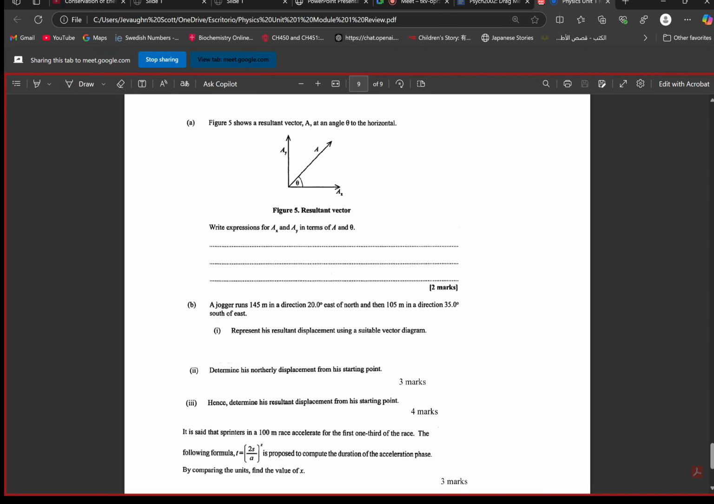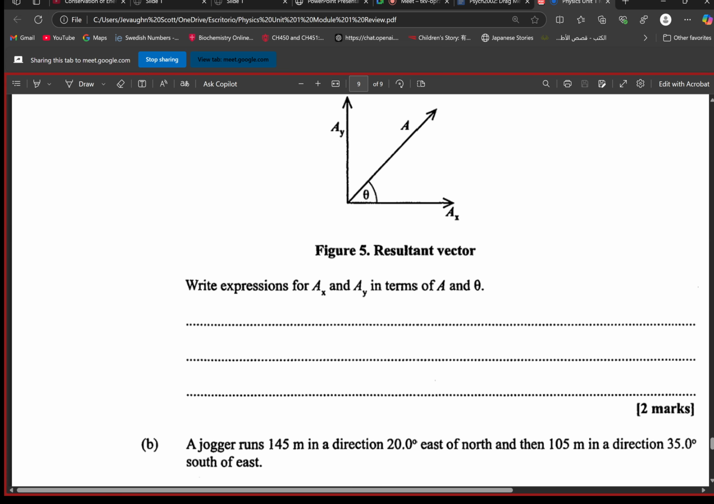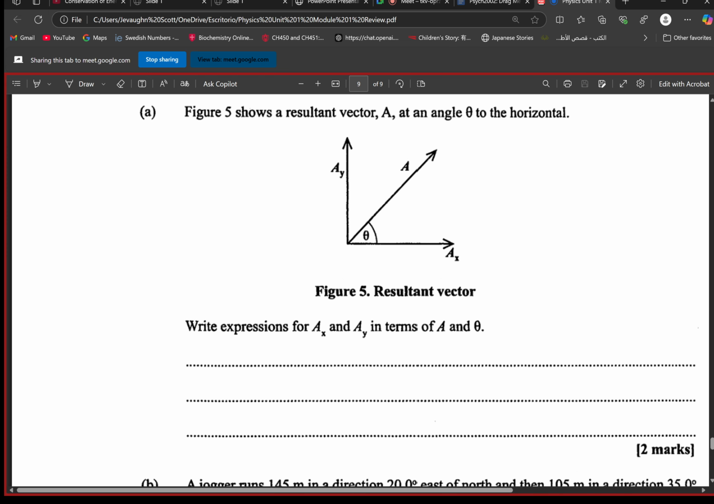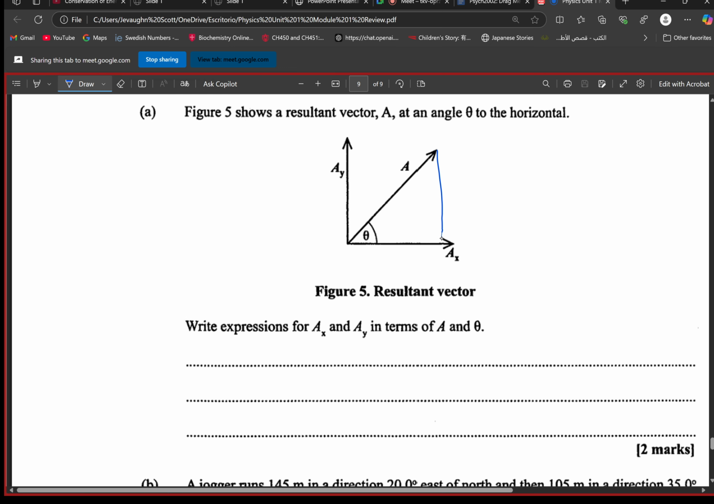So let's go. We're asked to look at this diagram, the figure, and write expressions for Ax and Ay. Remember the fact that this forms a triangle, so you could think of it as a triangle like this with 90 degrees here. We're looking at the x direction first. For the x direction, we're looking at this side of the triangle.